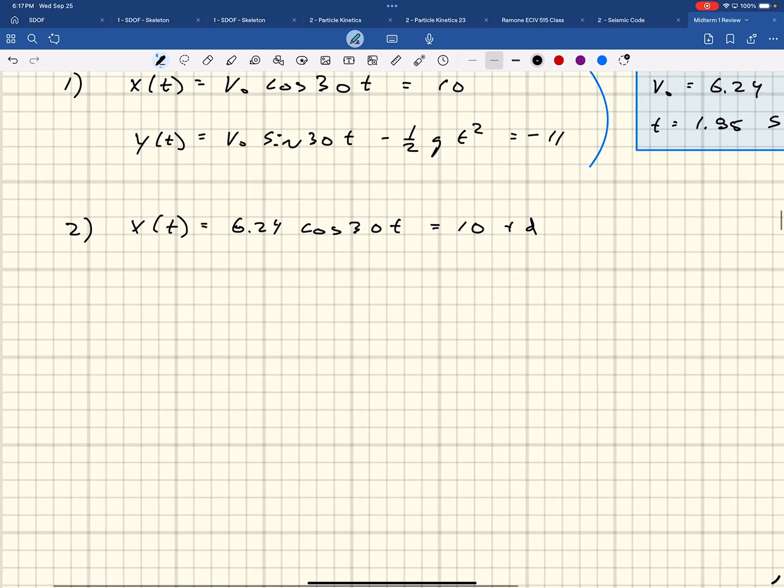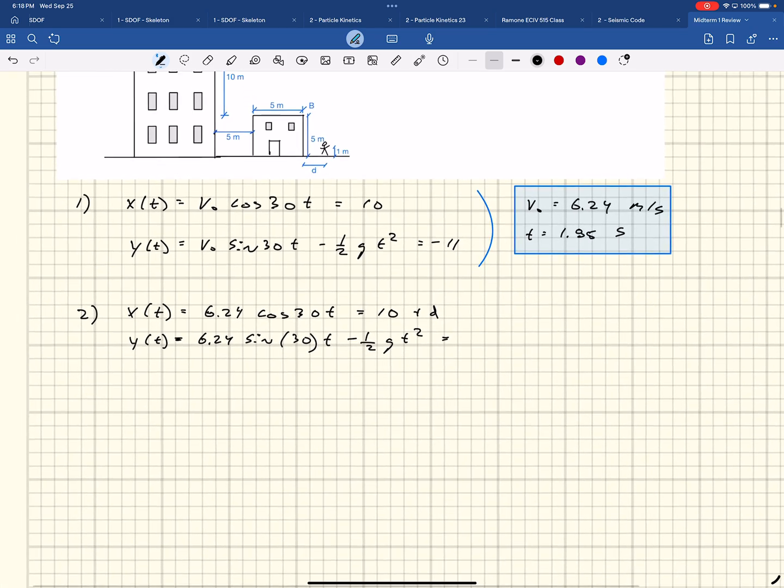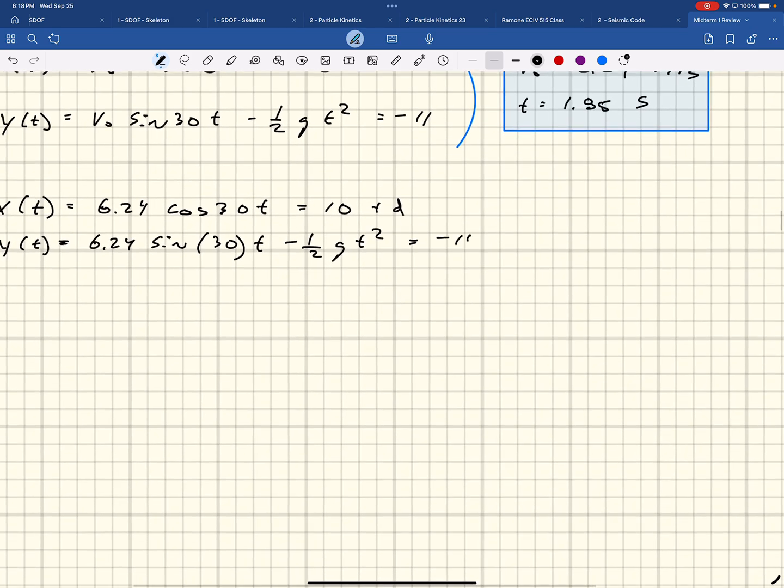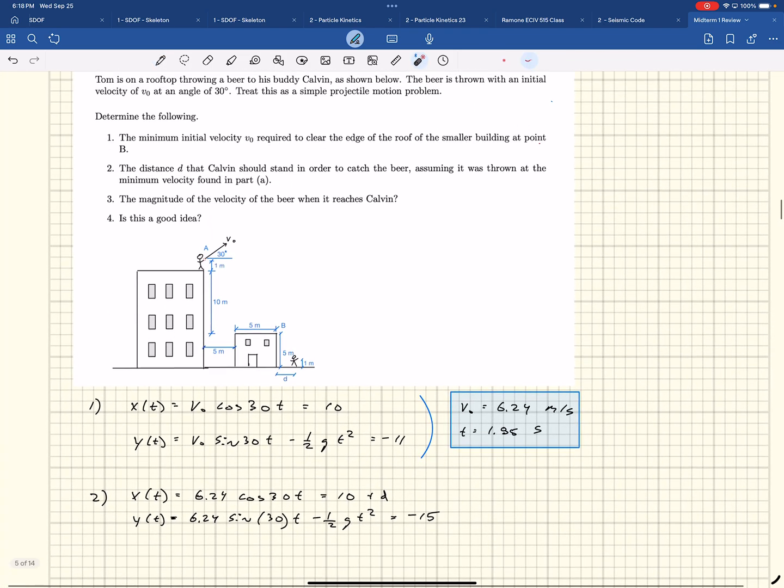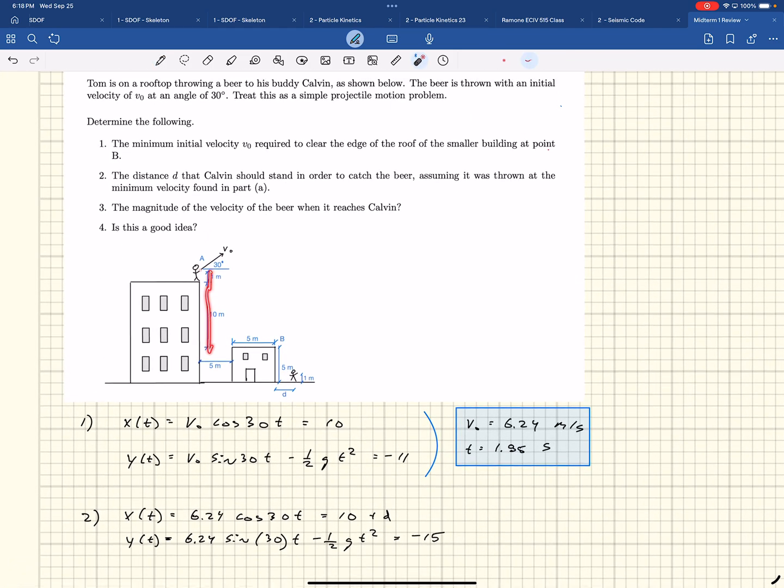Right? And then y is a function of time. That is going to be that 6.24 sine 30 times t minus 1/2 g t squared. What's that going to be equal to? Yep, minus 15. Right? Because that way it'll be 1, 10, that's 11, down 5, that's 16, back up 1, that'd be 15. So negative 15 in that case.